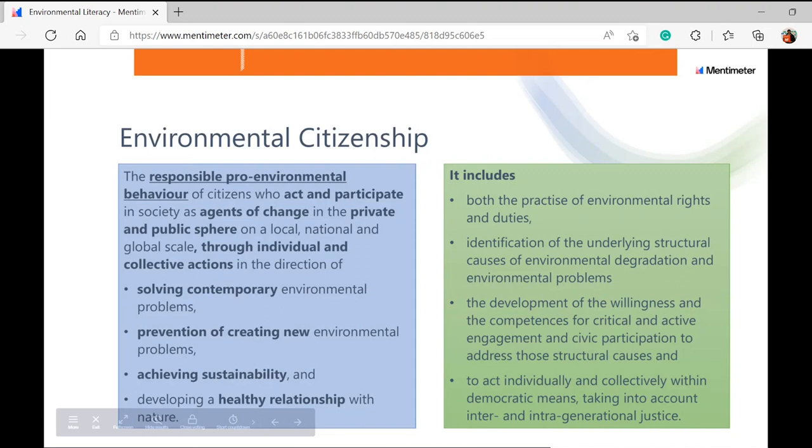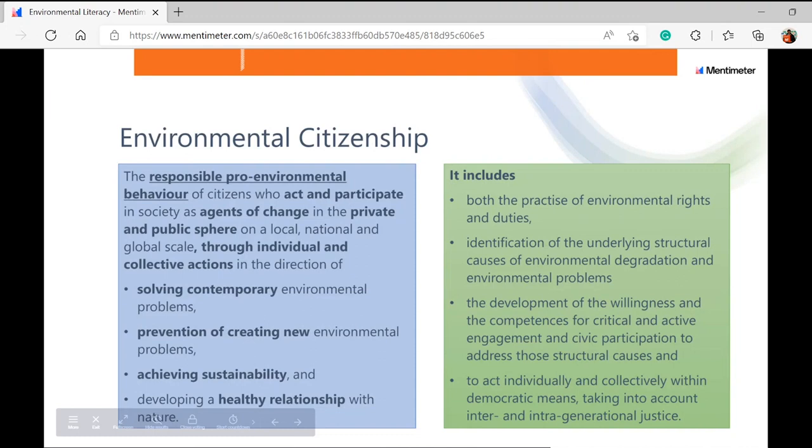So when we look at it in terms of four dimensions, actions can happen from a private sphere or a public sphere, and it could be an individual action or a collective action. There are some examples given. Between private sphere and individual action, you can see actions like promoting inter- and intra-generational justice, practicing environmental rights and duty as an individual. Between private and collective actions, we are talking about achieving sustainability, developing healthy relationships with nature. And preventing and solving environmental problems sits between collective actions and the public sphere.